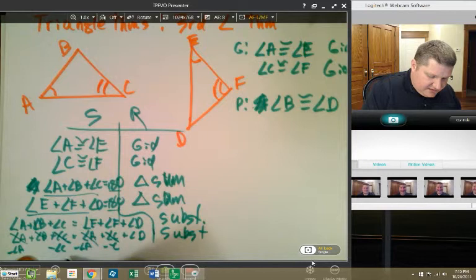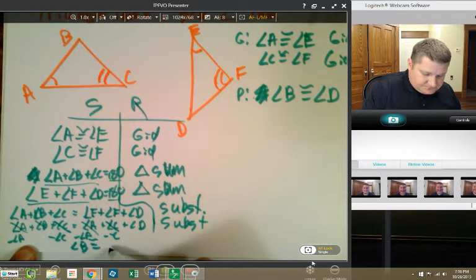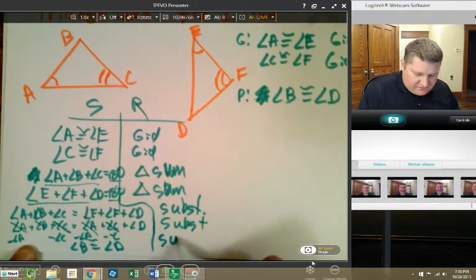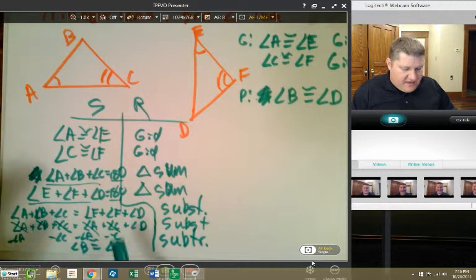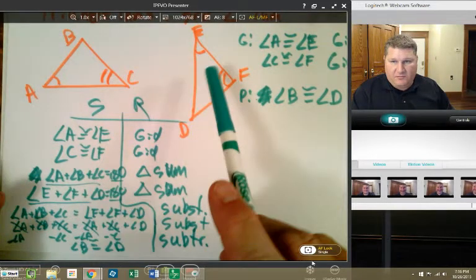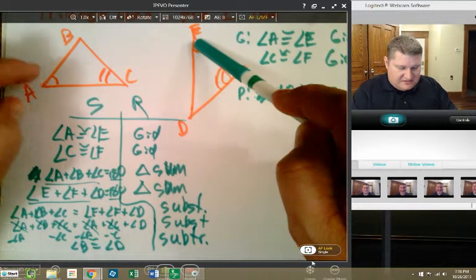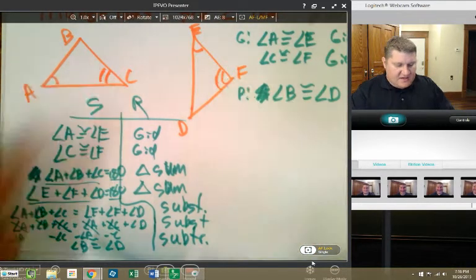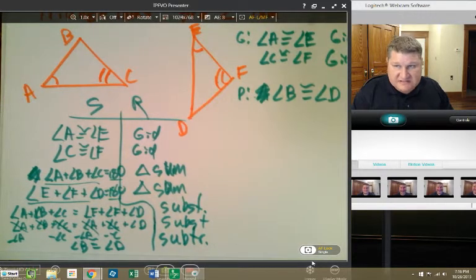And now I am left with angle B is congruent to, or equal to, angle D. That is by subtraction. So I have indeed proven that by adding the three angles up equal 180, added up equal 180, setting them equal to each other, replacing the parts, replacing E with A and F with C, I can do some basic subtraction and get angle B is congruent to angle D.